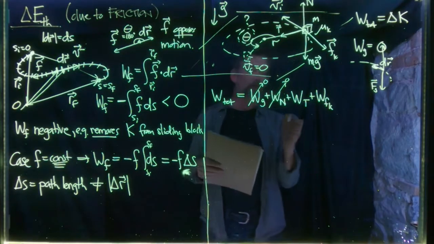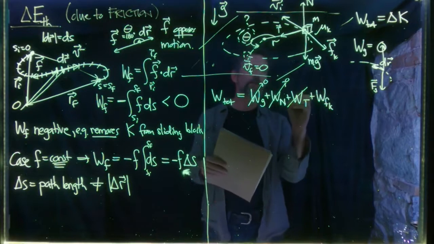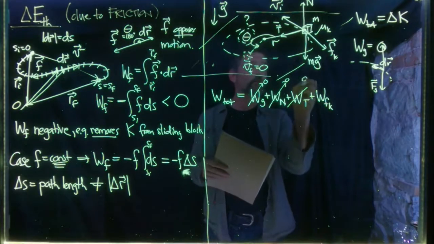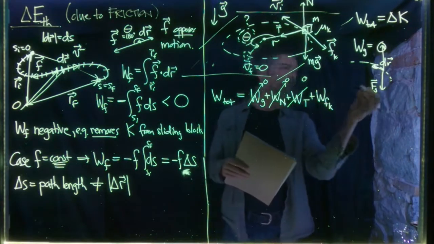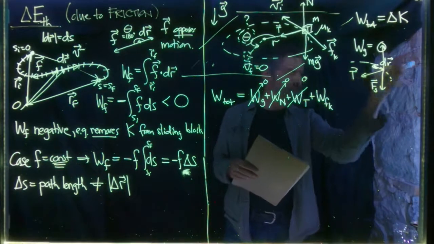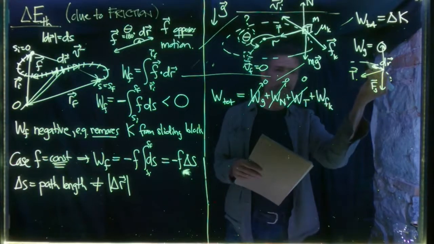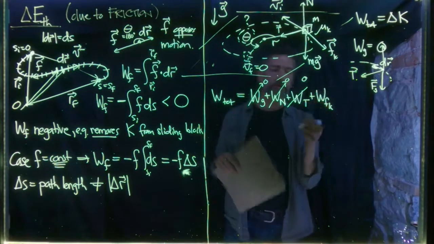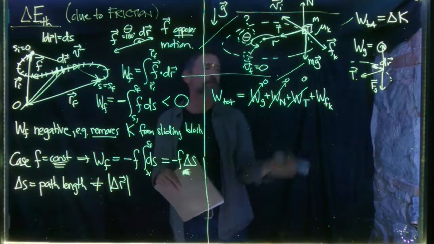And the work done by the tension force is also zero, because at any instant of time, the tension force is directed towards the center of the circle, but dr is tangential to the circle. And so they're always perpendicular. So the work done by the tension force is also equal to zero.